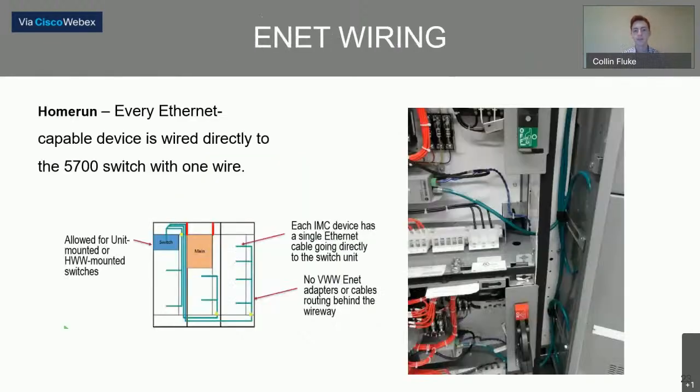So the Ethernet wiring in the MCC is all home run and a star topology. This means that there's a single cable from that Ethernet switch going all the way through the MCC to the component that it's connected to. So here we can see on the right the Ethernet cable coming down the wireway and then going into the side of this starter, it looks like, and plugged into the E300 overload. It is a single cable from the Ethernet switch to the unit using the star topology.